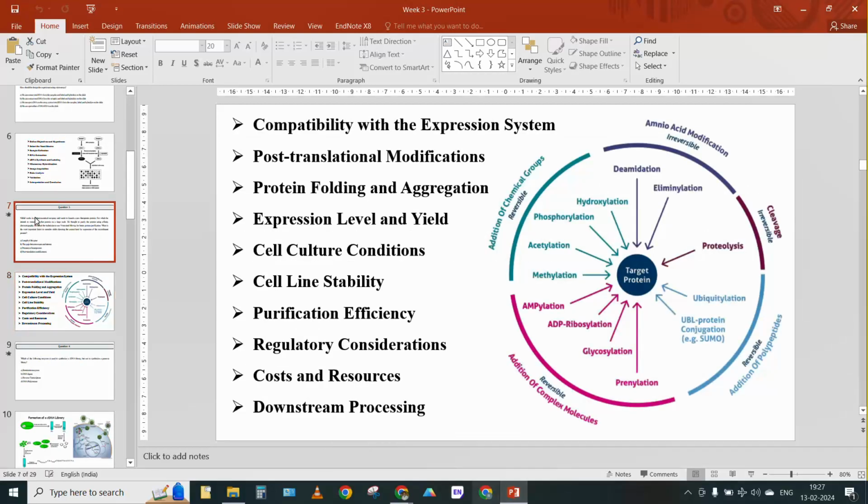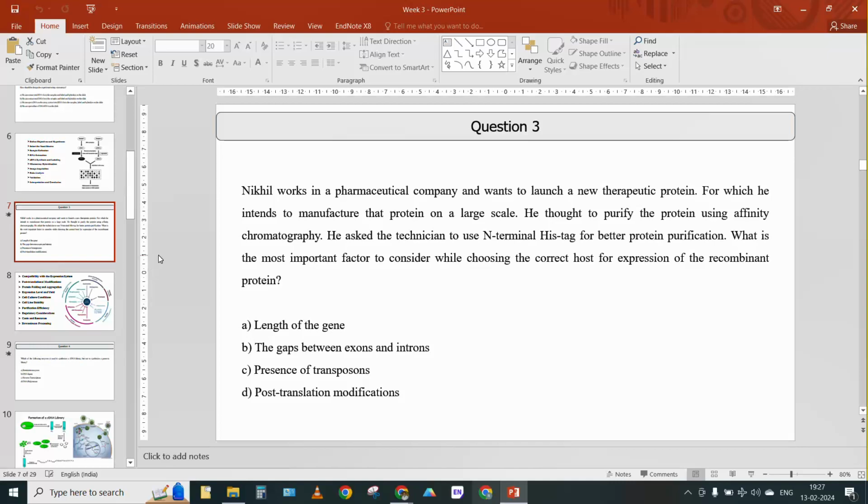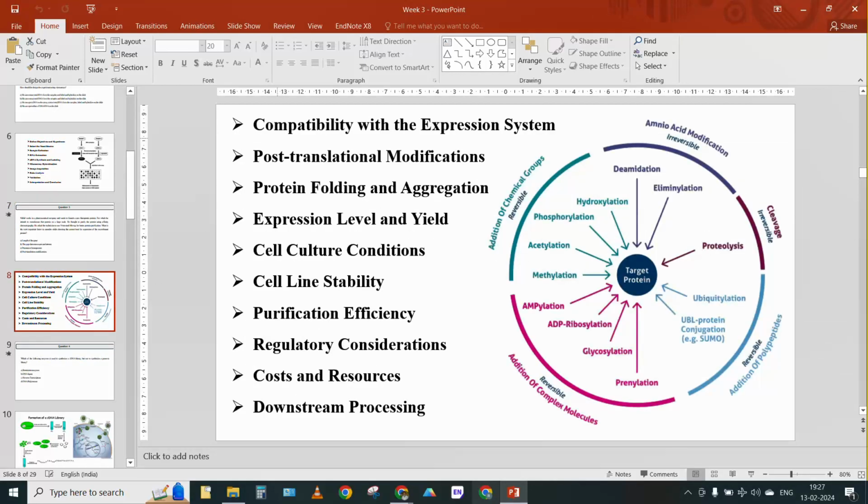So the question states Nikhil works... when he chooses the host for the expression of a recombinant protein, several factors need to be considered to ensure successful and efficient protein production. The use of an N-terminal His tag for protein purification using affinity chromatography is a common and effective strategy. So here are some key factors that Nikhil should consider while selecting the host for expressing his therapeutic protein. So these are some factors which he should have considered.